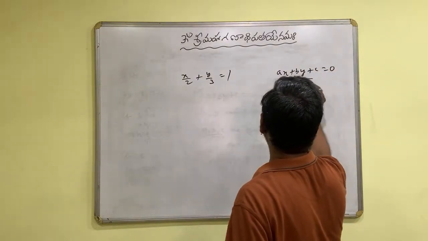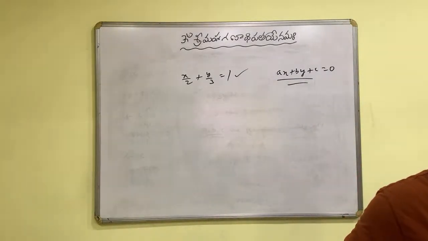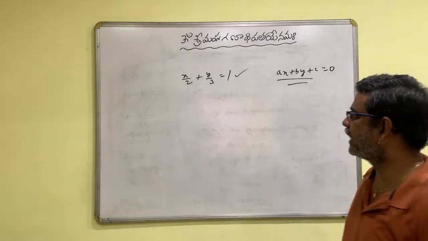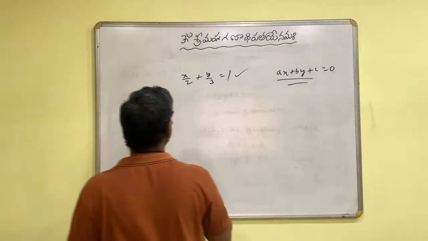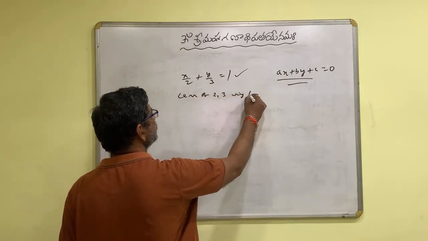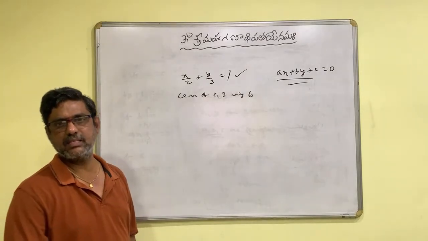It is not in this form. We need to convert it in the general form. So what to do? First take LCM. LCM of 2 comma 3 is 6.